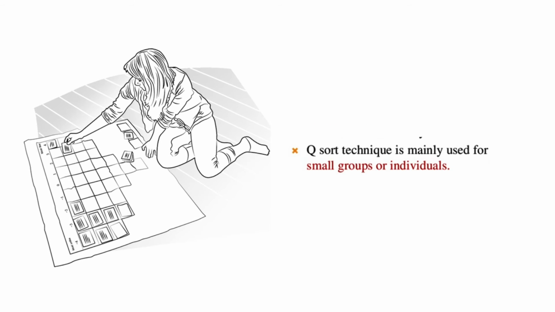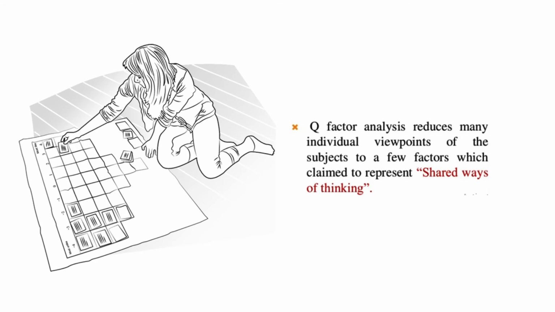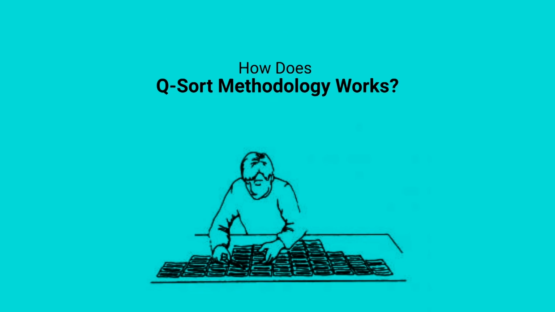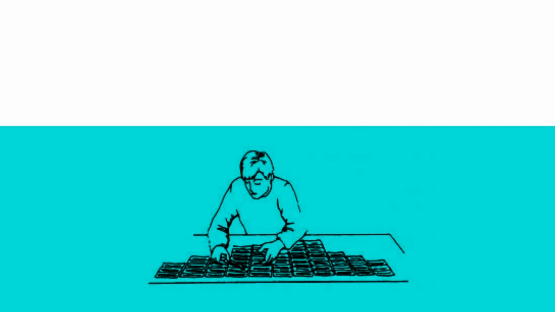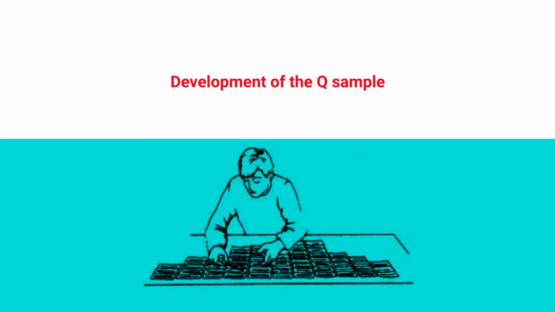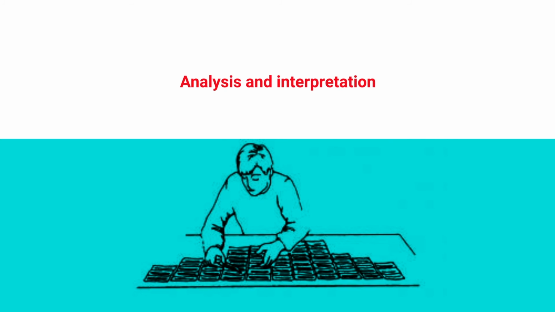So the Q-sort technique is mainly used for small groups or individuals. Q-factor analysis reduces many individual viewpoints of the subjects to a few factors which claim to represent shared ways of thinking. So what we have observed, as far as the comparison with the other scaling techniques, is that this Q-sort methodology works and follows certain steps like definition of the concourse, development of the Q sample, selection of the P set, Q sorting, analysis and interpretation.